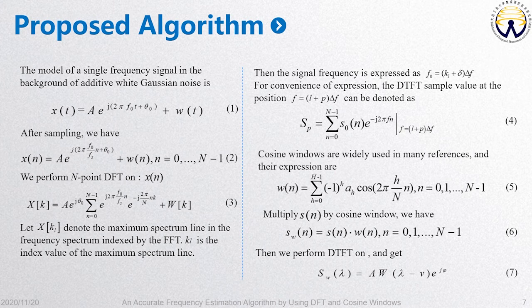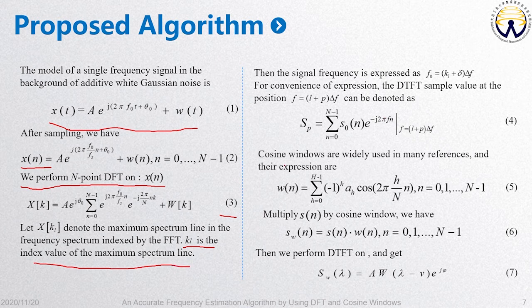The single-frequency sinusoidal signal in the background of additive white Gaussian noise is Formula 1. After sampling, we have Formula 2. We perform N-point DFT on x(n) and get Formula 3. K is the index value where the maximum spectrum lies. Cosine windows are widely used in many references. It is Formula 5.